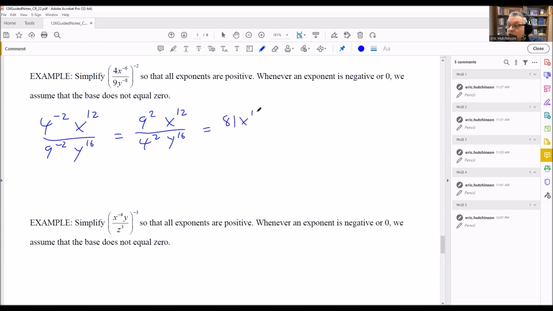81 x to the 12th, and then we have 16 y to the 16th power there. And so now that is as far as we have to go. All the exponents are positive, and we can just leave your answer like that.